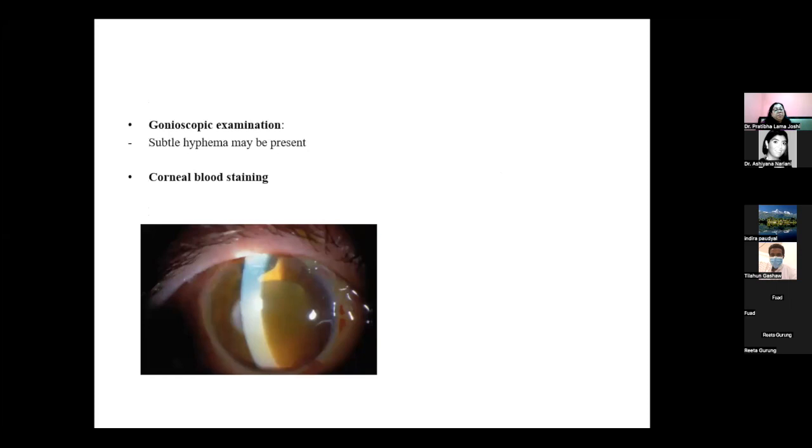In gonioscopy, we will see subtle hyphema, and we can even see corneal blood staining. In this picture, we can see there is iridodialysis and corneal blood staining.